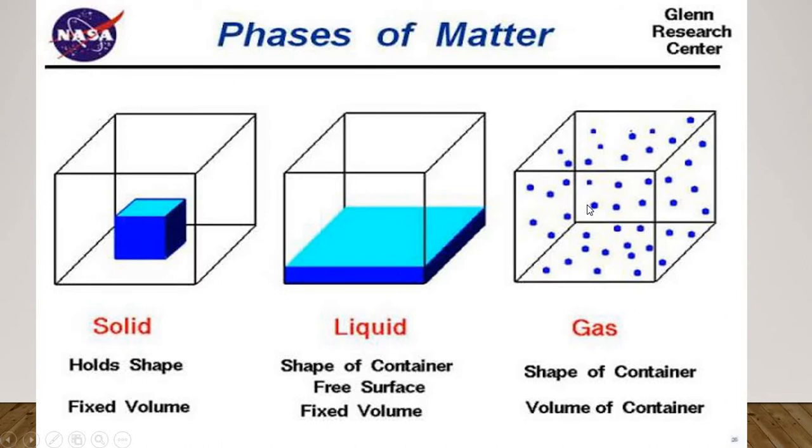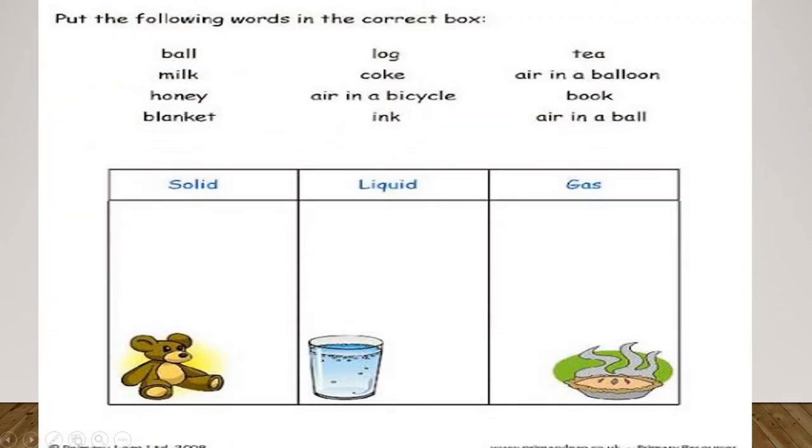Now moving on to the exercise. There is a small exercise I have brought for you. Put the following words in the correct box. You have to write solid, then keep some distance, then write liquid, again keep some distance, and then write gas.